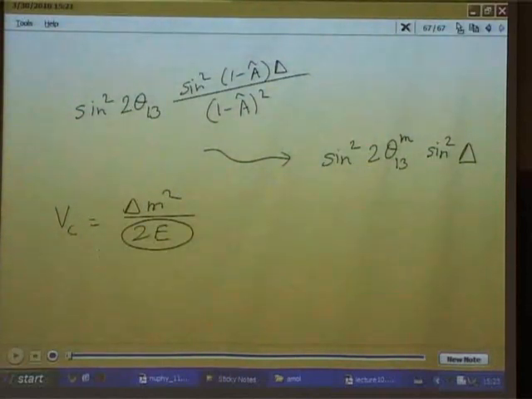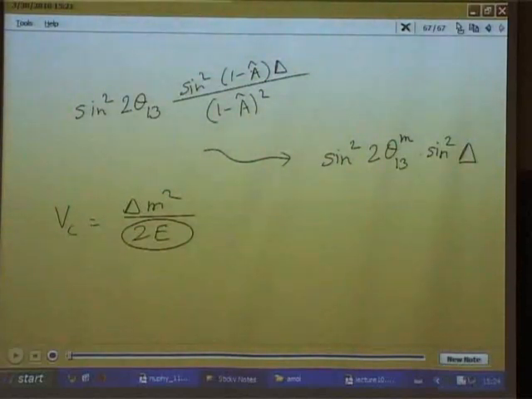Second thing to remember, which I mentioned some time back, is that if you get resonance for neutrinos, you will not get resonance for antineutrinos. That's always true because things go in opposite directions. If A is positive for neutrinos, it's negative for antineutrinos. So whenever you get resonance, it means A hat equals 1, so A hat is positive. Therefore, for antineutrinos, A hat cannot be equal to 1.